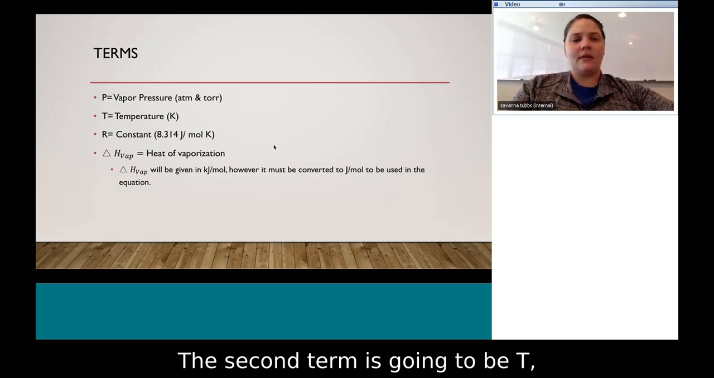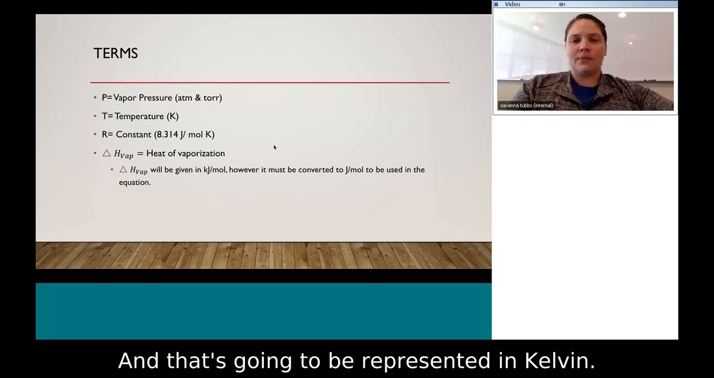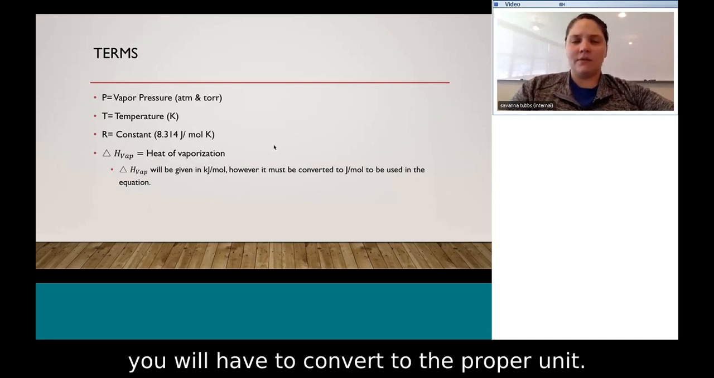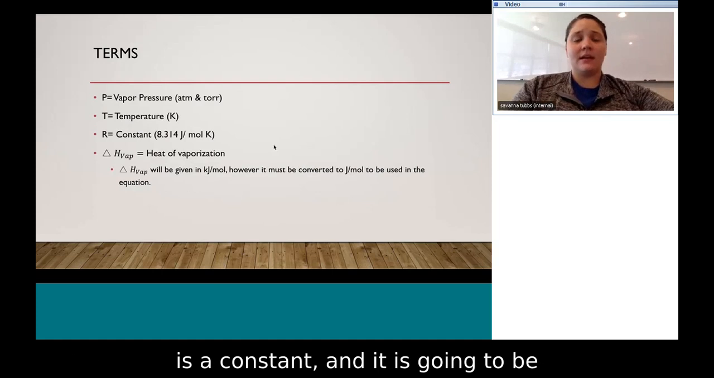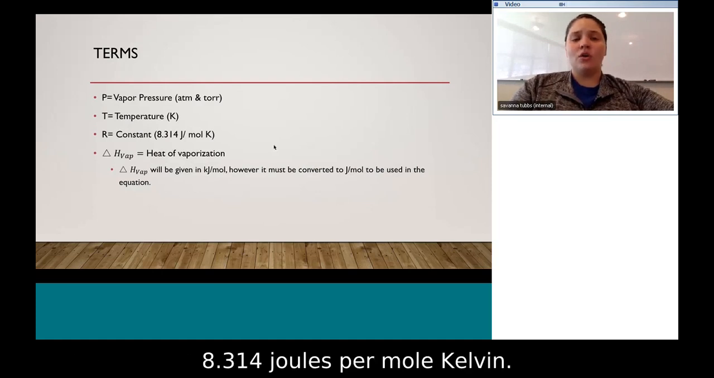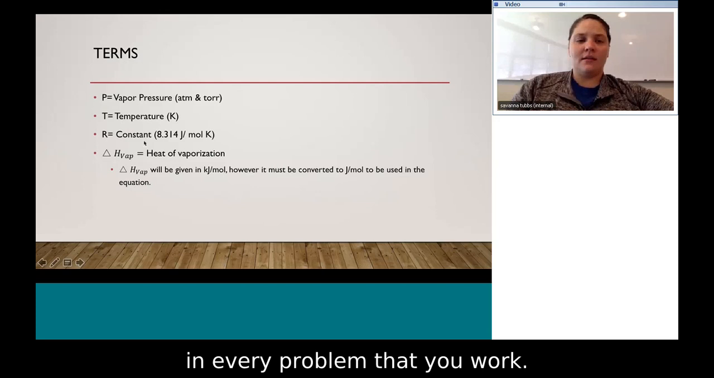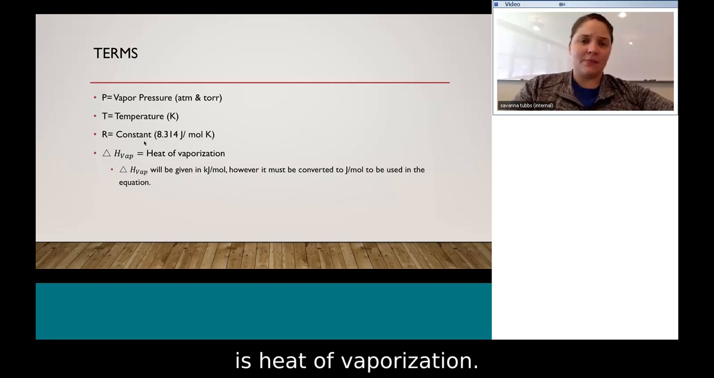The second term is going to be T, which represents temperature, and that's going to be represented in Kelvin. So if you're given it in Celsius, you will have to convert to the proper unit. The R variable that is under the delta H vap in the equation is a constant, and it is going to be 8.314 joules per mole Kelvin, and this number will remain constant, hence the name, in every problem that you work. The last variable is going to be your delta H vap, which is heat of vaporization.